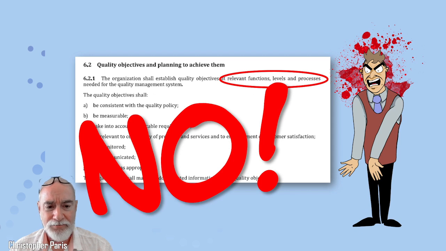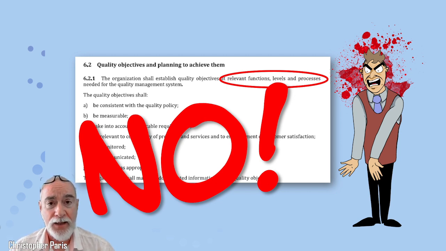Okay. Well, no. It says relevant functions, levels, and processes. So now, wait a minute. Is a QMS now not a system of processes? It's now a set of processes, but also functions and levels? What does that even mean?